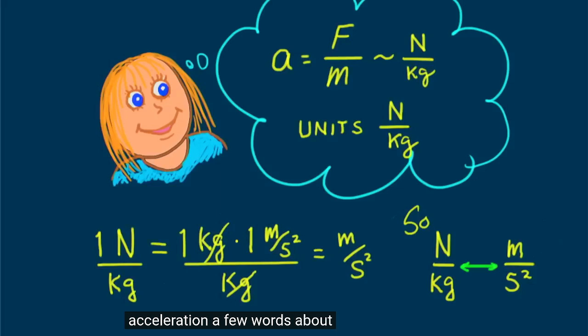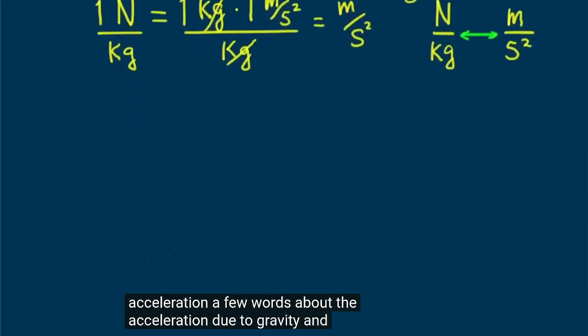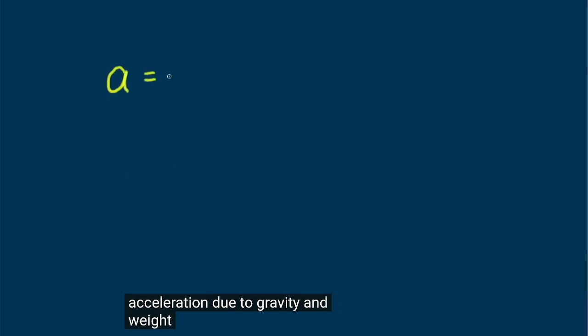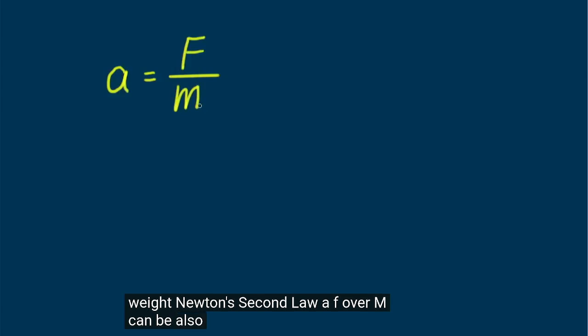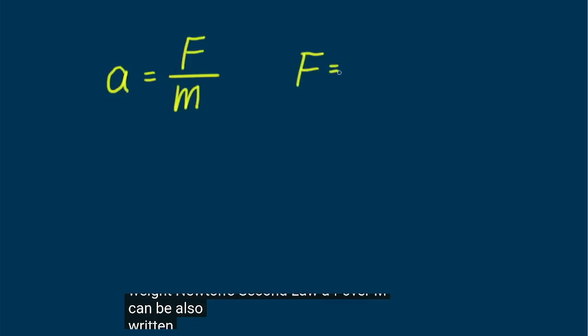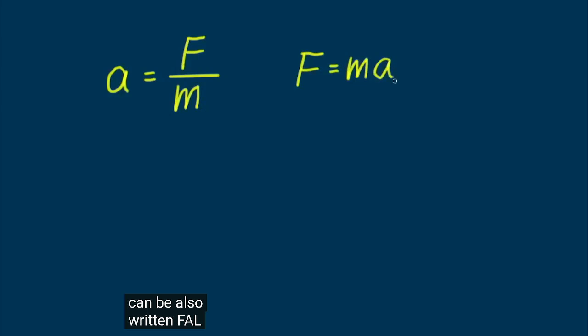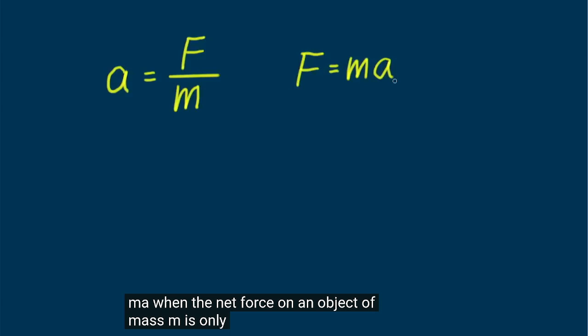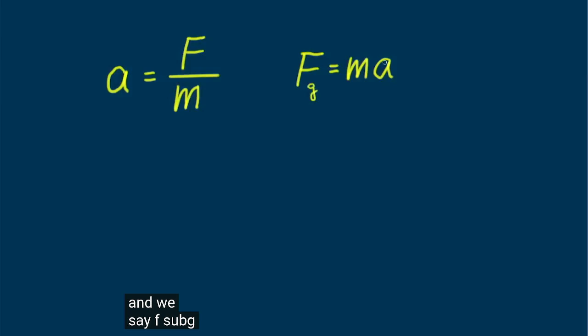A few words about the acceleration due to gravity and weight. Newton's second law, a equals F over m, can also be written F equals ma. When the net force on an object of mass m is only the force of gravity, F sub g, acceleration is due only to gravity, and we say F sub g equals ma. Hey, that's equal to mg.